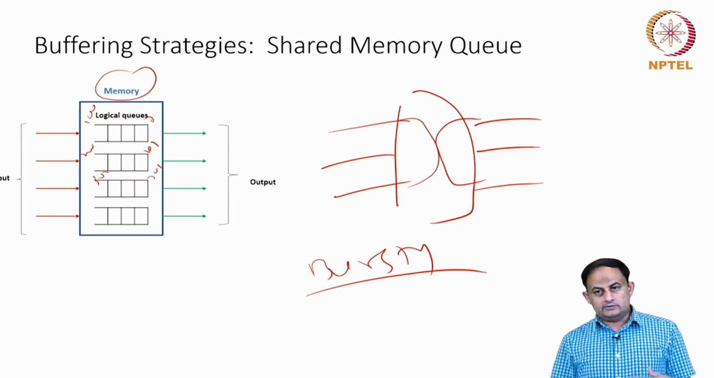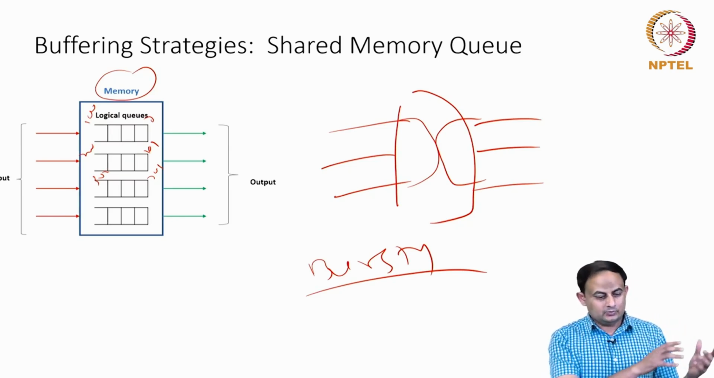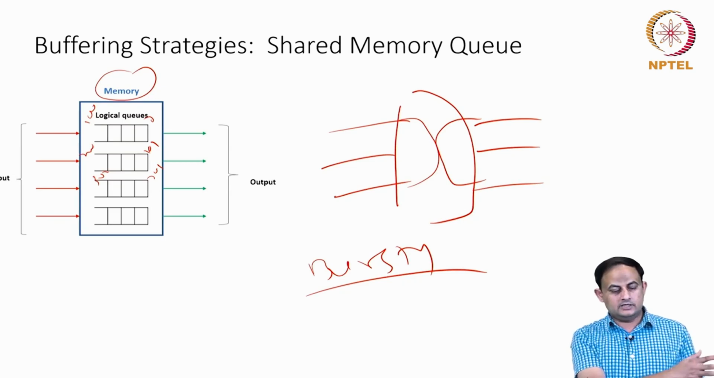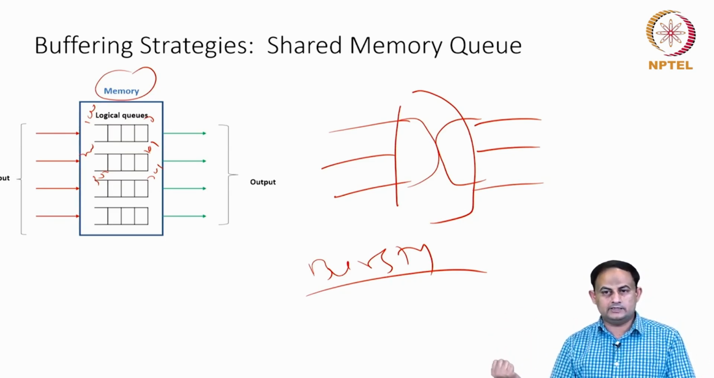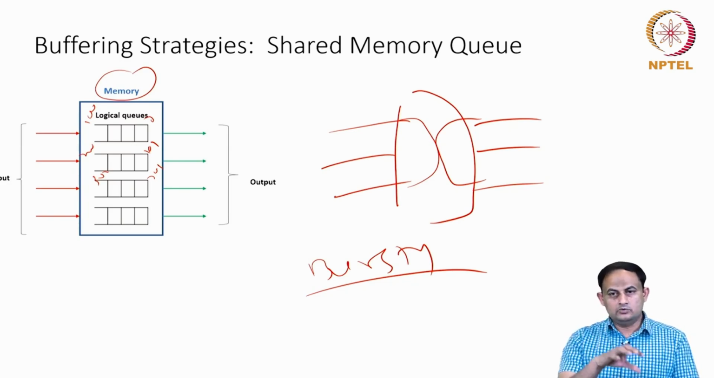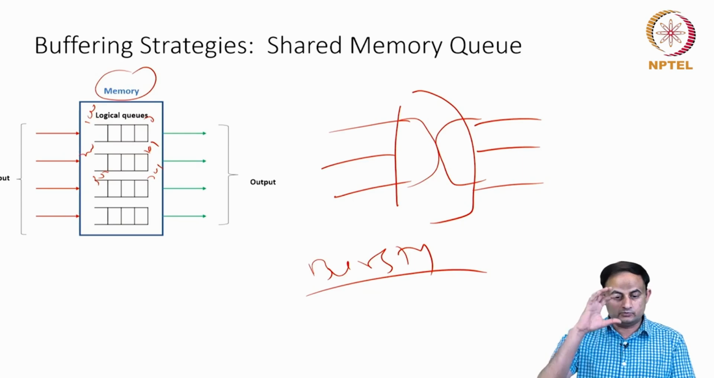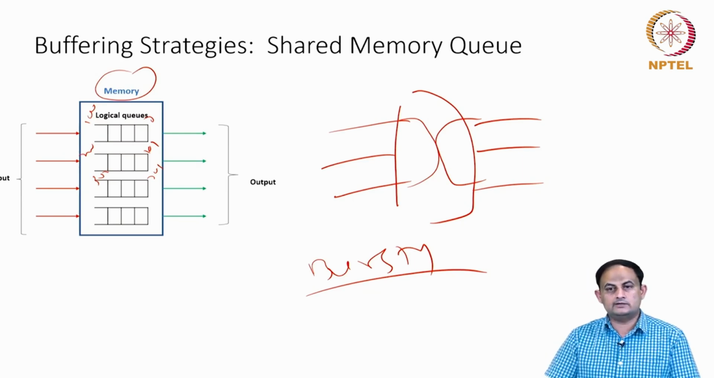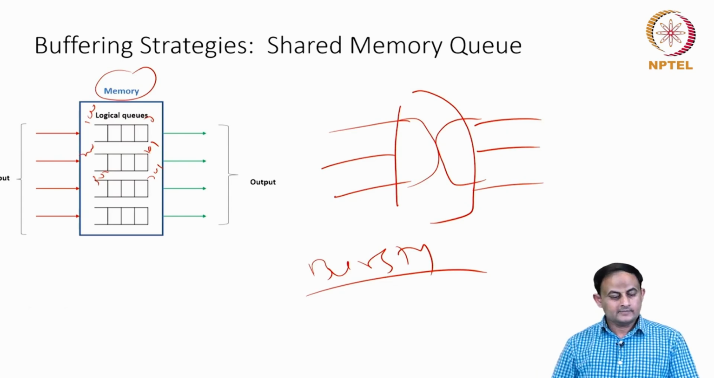So the memory is one, but you logically divide that memory, and when a packet comes on an input port, you decide on which output port it is supposed to exit, and then pick up that packet and put it into the queue or the memory portion corresponding to that output queue. This is one way of organizing or storing the packets inside your switch.